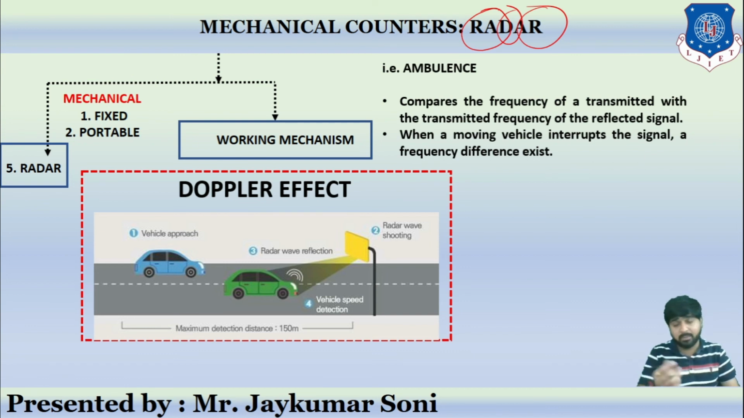The example is the ambulance I have already mentioned. With the Doppler effect, what happens? It compares the frequency which is transmitted and the frequency which is received, continuously. The signal is continuously transmitting and receiving. Whenever a moving vehicle interrupts the signal, the frequency will vary. See, this is the beam, this is the receiving, transmitting, receiving, and one car has passed like this. So there is a difference between these frequencies. That is how it will detect.